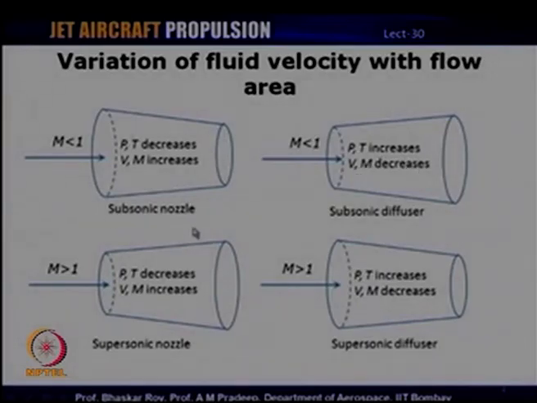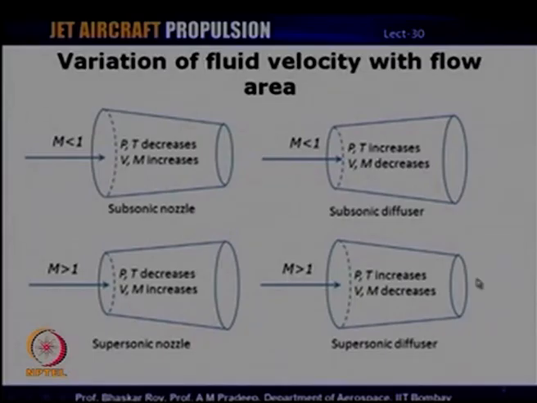Therefore, the first one is known as a subsonic nozzle, the second one is known as a subsonic diffuser. Now, the exact reverse of this happens when the flow is supersonic. If Mach number is greater than 1, then an increase in area, as you can see here, will result in a decrease in static pressure and temperature, and therefore velocity and Mach number, and therefore this is a supersonic nozzle.